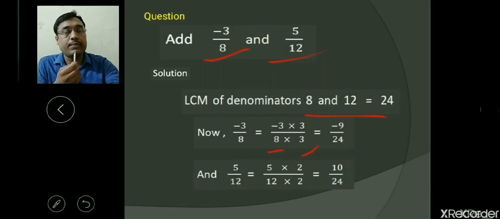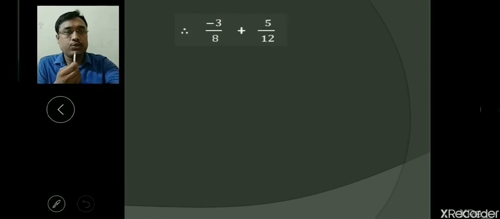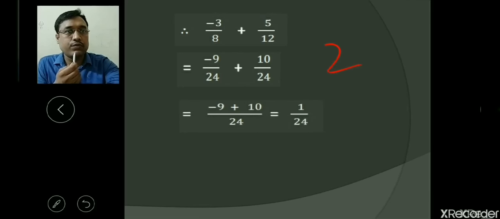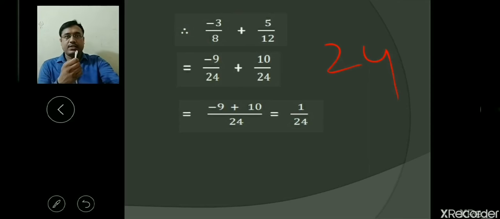Now easily you can add, because now their denominators are the same. So minus 3 by 8 plus 5 by 12 equals minus 9 by 24 plus 10 by 24. The common denominator is 24 here. So now you can add the numerators, minus 9 plus 10, and divide them by the common denominator 24. So minus 9 plus 10 is 1, divided by 24. So 1 by 24 is the answer.